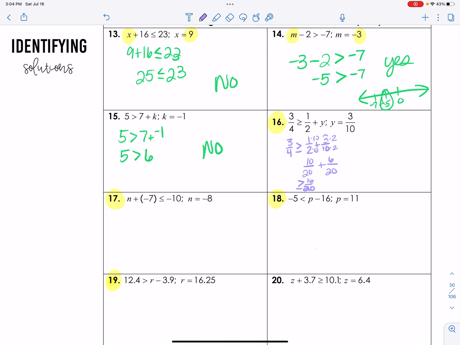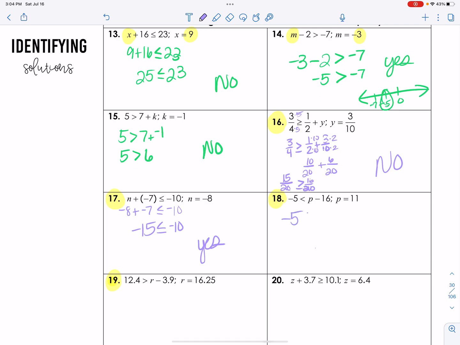Okay, and then 3/4 I need to write as a 20th so I can compare them. So I would times by 5 and times by 5, and that's 15 20ths. Is 15 20ths greater than 16 20ths? No. Here I would put in a -8. They're both negative, so I'm going to get more negative. I'm going to have a -15 as less than a -10. That is a yes, because it's farther away from 0 on the negative side, so it's smaller.